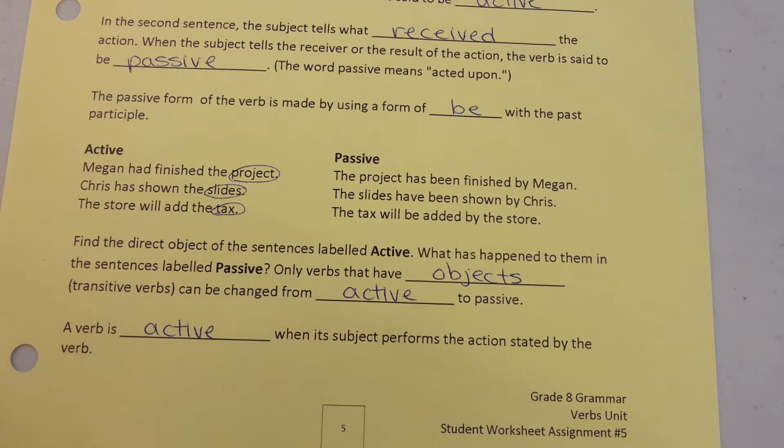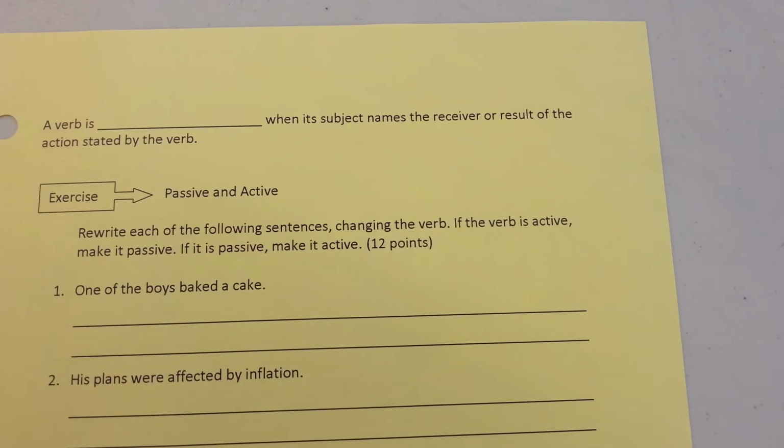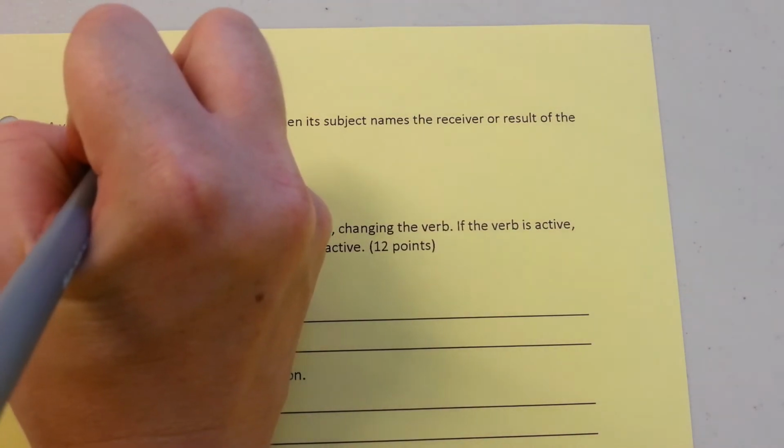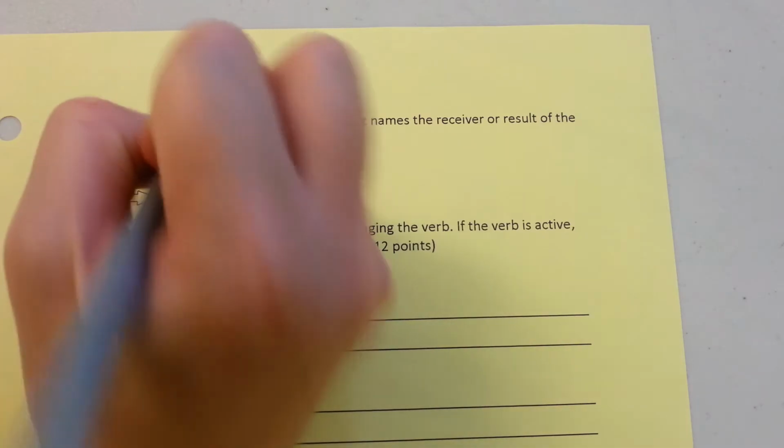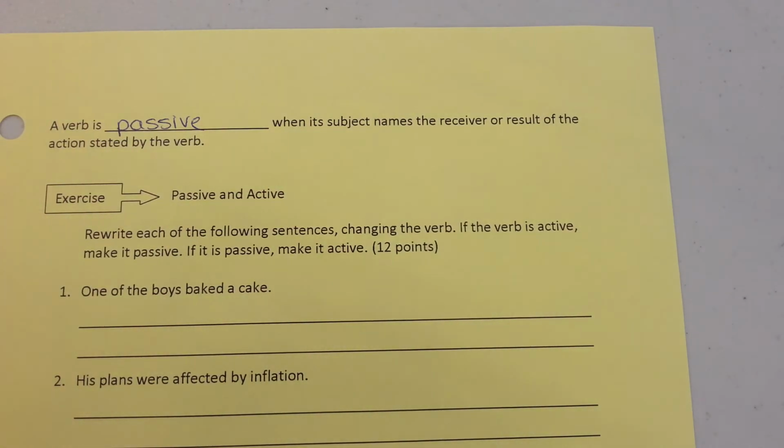A verb is active when its subject performs the action stated by the verb. A verb is passive when its subject names the receiver or the result of the action stated by the verb.